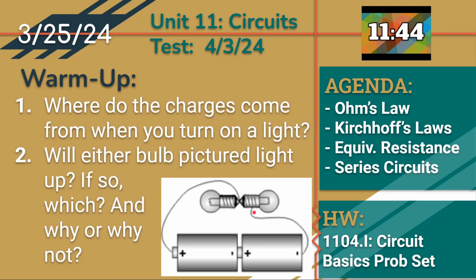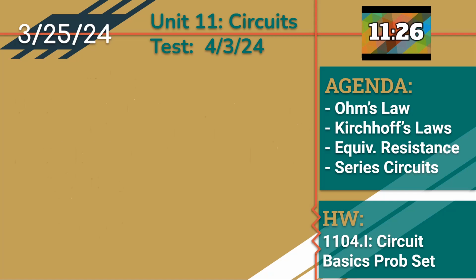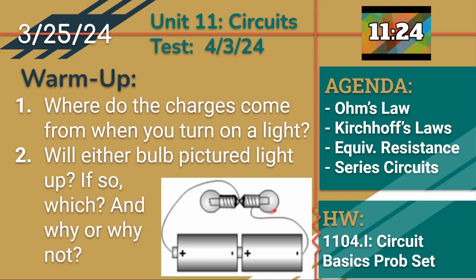Listen up. In order for the light bulb to light up, the bulb has to be part of your complete closed loop, meaning that the charges have to be able to flow from the battery, through the wires, through the light bulb's filament, and then back to the battery again. The only bulb that does that in this picture is the one on the right-hand side because of the way that the wiring is in the light bulb.